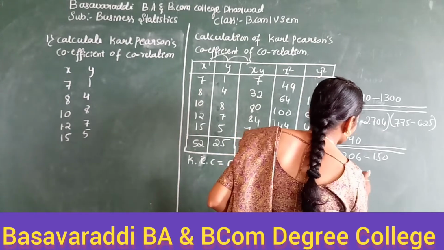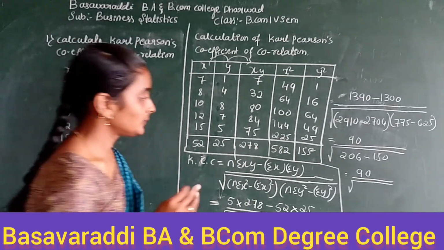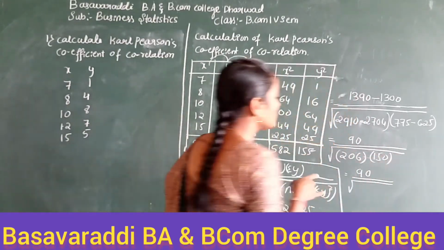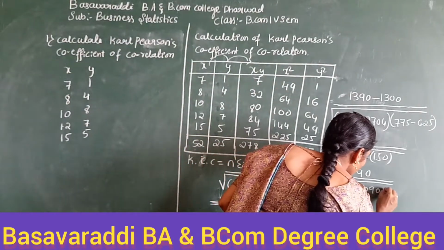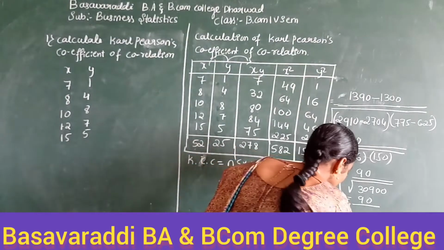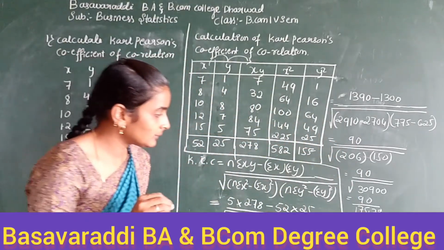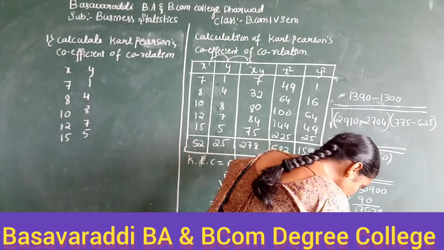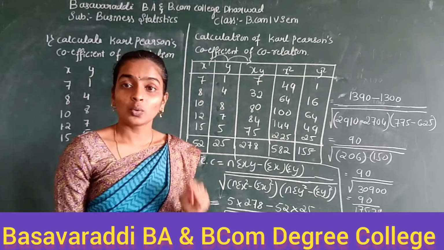Next, 90 whole divided by the square root of 206 into 150, multiplication. That is 30,900. 90 divided by square root of 30,900, that is 175.78. 90 divided by 175.78 is 0.512, that is our Karl Pearson coefficient of correlation.